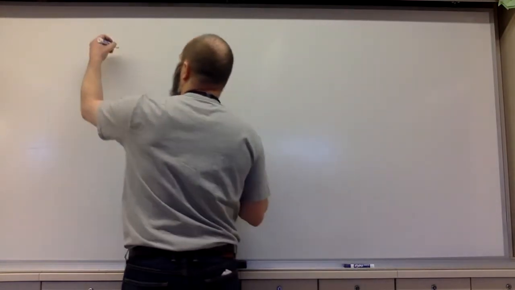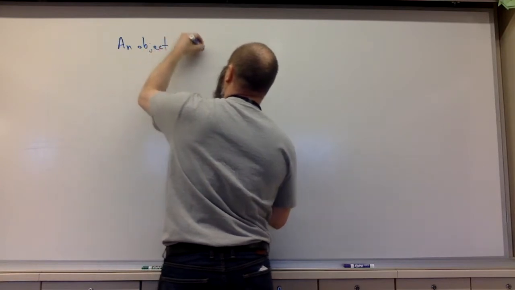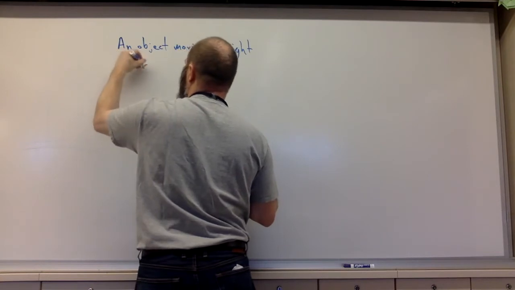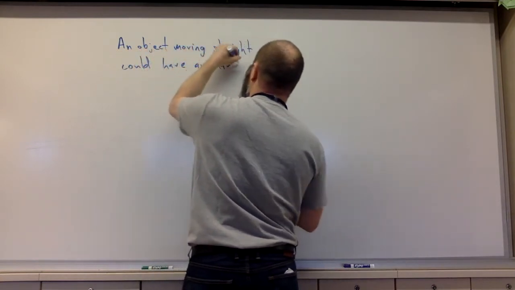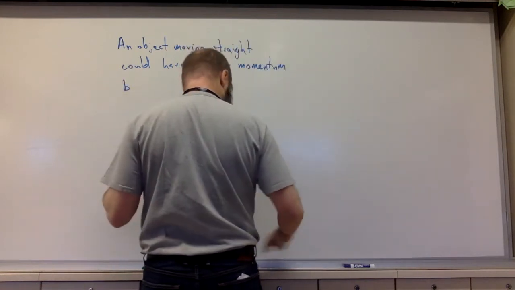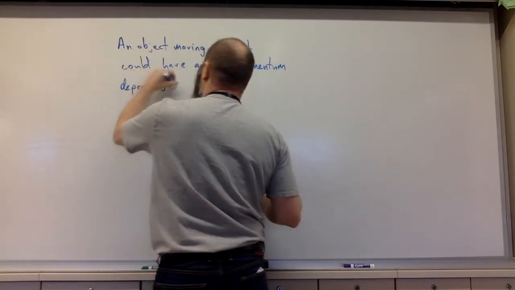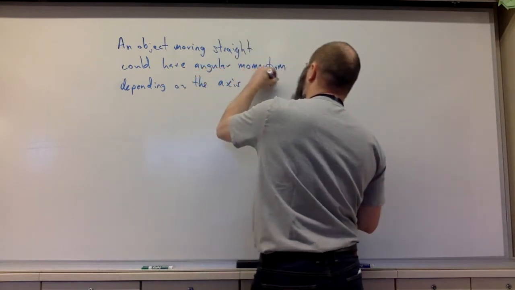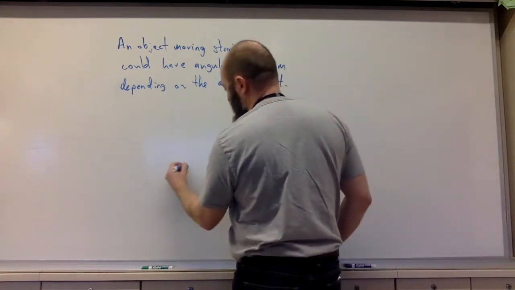So, an object moving straight could have angular momentum depending on the axis of rotation. Okay? So here's what I mean. Just like we just kind of talked about.